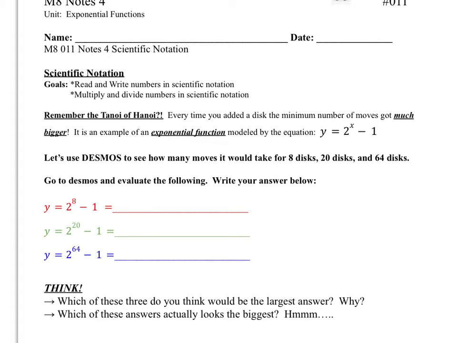You'll need to use the A to the B button, and then you'll also need to use the arrow to make sure you get out of the exponent. Then you're going to evaluate y equals 2 to the 20th minus 1, and y equals 2 to the 64th minus 1. Head over to the Desmos app to do that, and then write your answers here when you're ready. Pause the video, press play when you're ready to write your answers down.